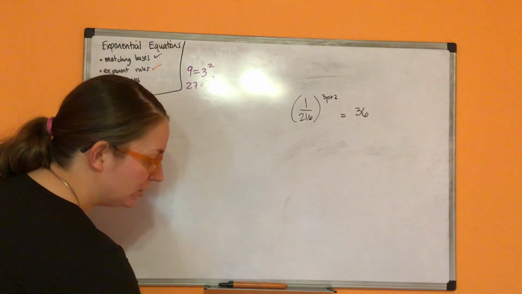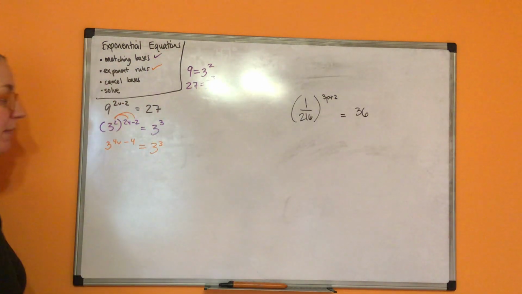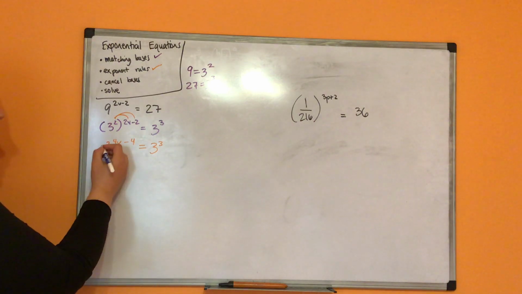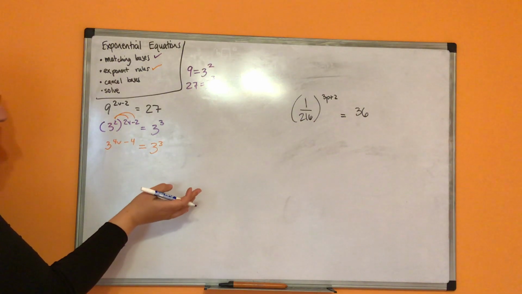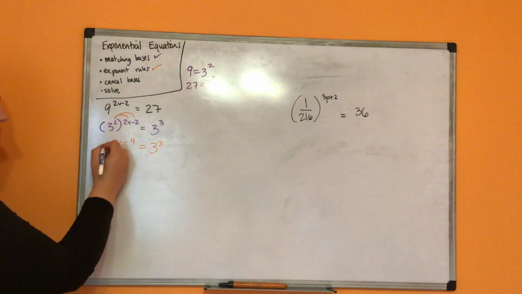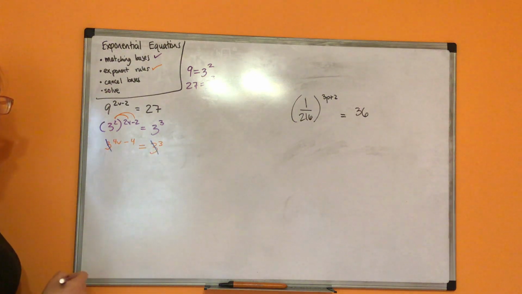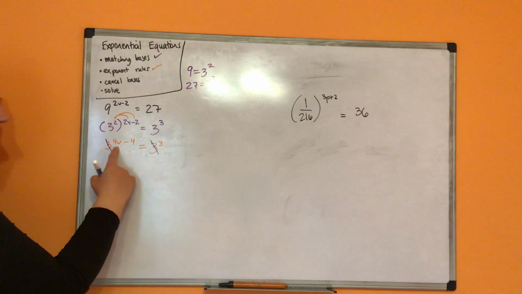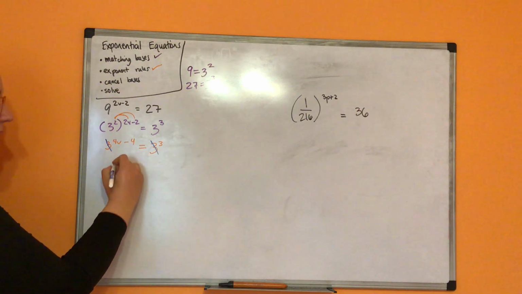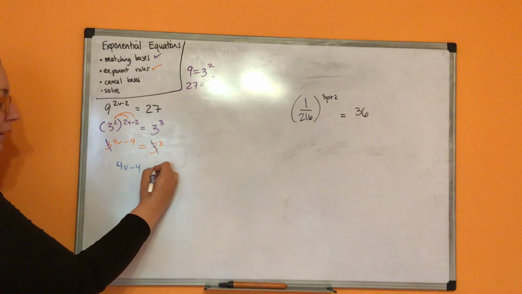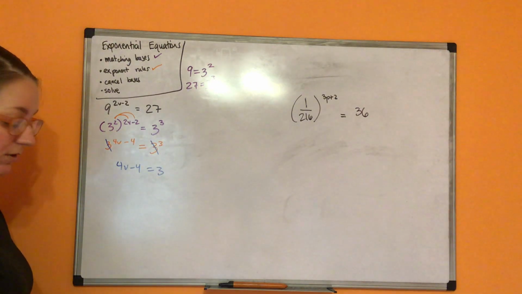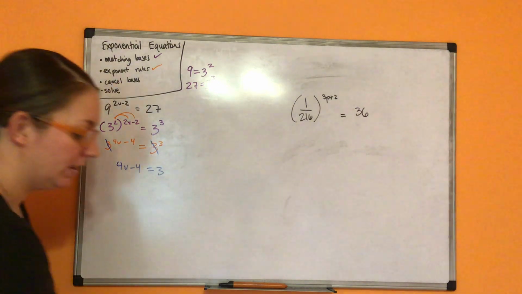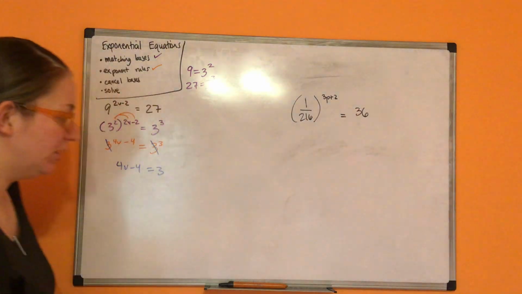Now the next thing I'm going to do is cancel any matching bases I have. There's a mathematical property that we can use. If the bases are the same on both sides, I can cancel those bases and then solve the equation that I'm left with. So my equation is now much simpler to deal with. It's just 4v minus 4 equals 3. This looks like something you've been solving for a long time in your math career. So let's finish it out.